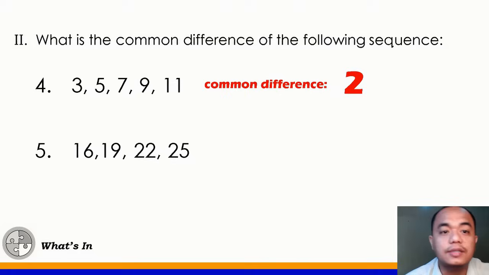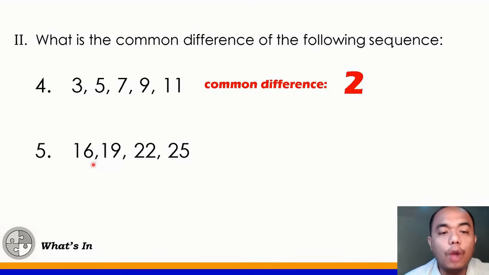We have 5 minus 3 is 2. 7 minus 5 is 2. 9 minus 7 is 2. And 11 minus 9 is 2. Okay, that's how you get the common difference of certain numbers.